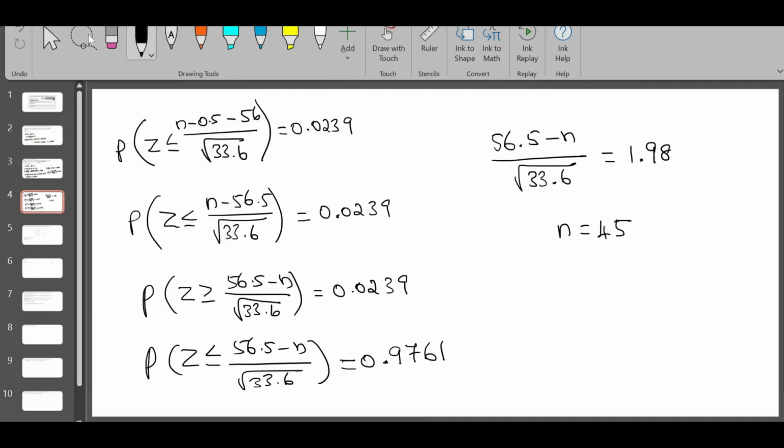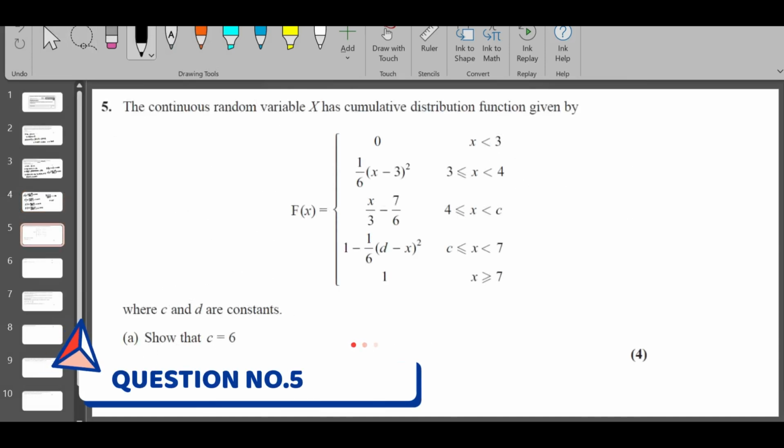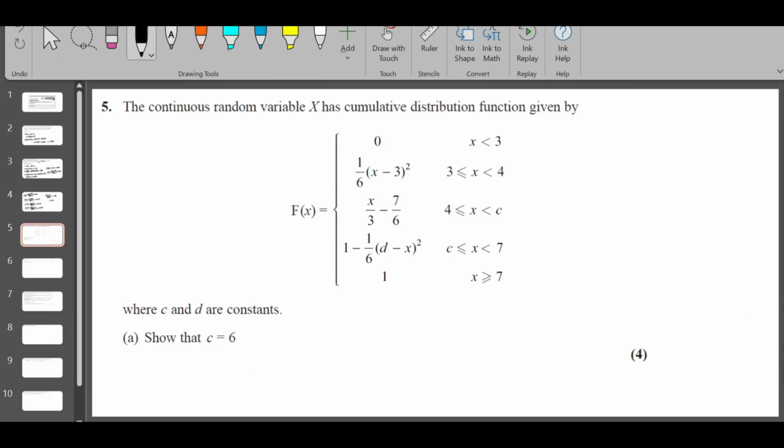That's all. Question number 5 now. It's a 4-mark question. We have a cumulative distribution given. There is a C here and D here. C and D are constants. Find the value of C. Show that C is 6.